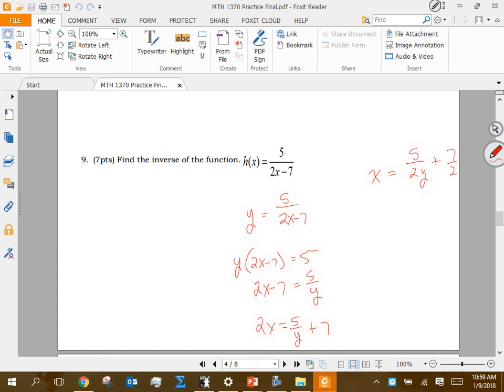That is the work to solve for x. But now with finding the inverse, once you isolate x, if you remember the last step is to take the x's and make them y's and make the y's x's. So that would be the inverse.